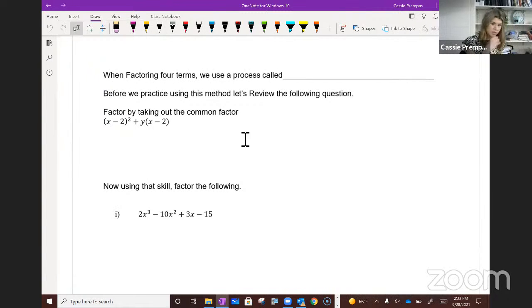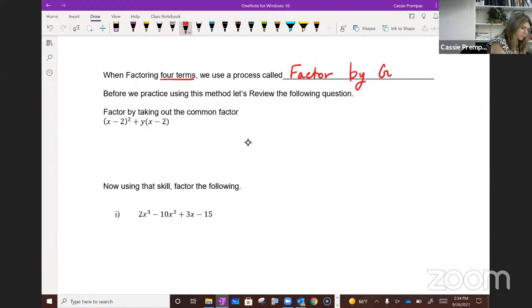So on the second page, the last thing we look at is what do you do when you have 4 terms? And when you have 4 terms, you're going to use a process called factor by grouping. So go ahead, write that in, factor by grouping. We're starting on the second page so that I can make sure to really take time for questions.